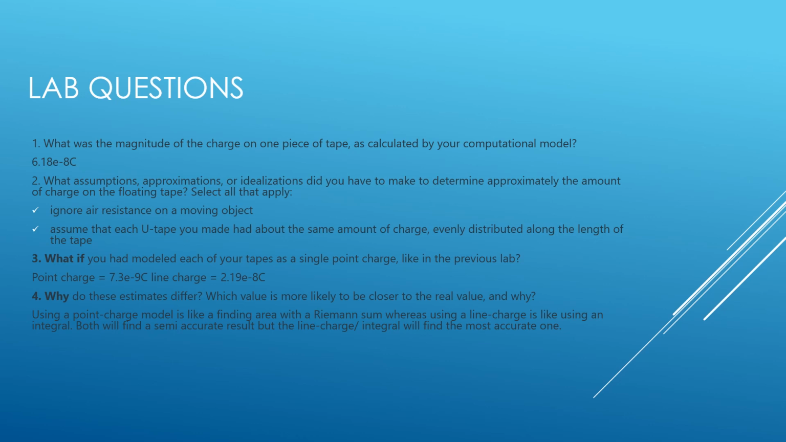These estimates differ because, to show this, you can think about it like a Riemann sum versus an integral. A Riemann sum will find the area under a curve, but it won't be as accurate as an integral because it won't find those tiny slivers that all add up to equal the area. The actual equation for a line charge is the integral of the point charge equation. So like the code, it is adding up a bunch of tinier charges to get the final charge.